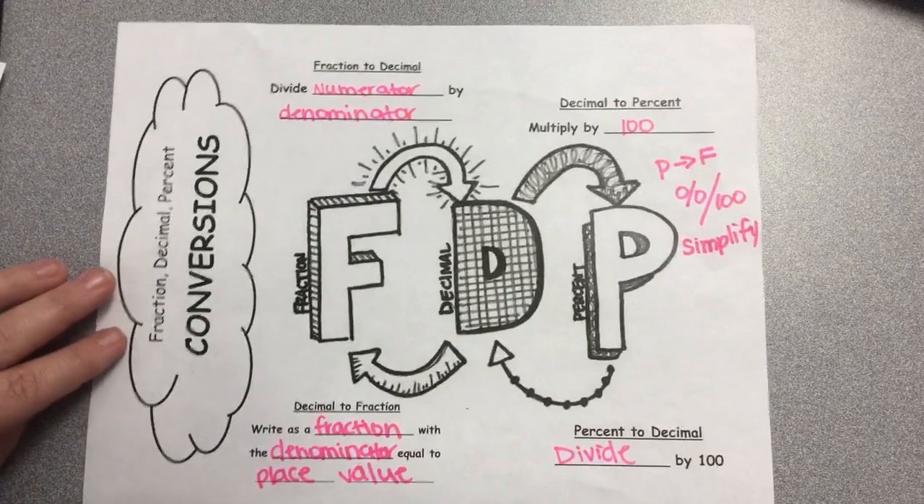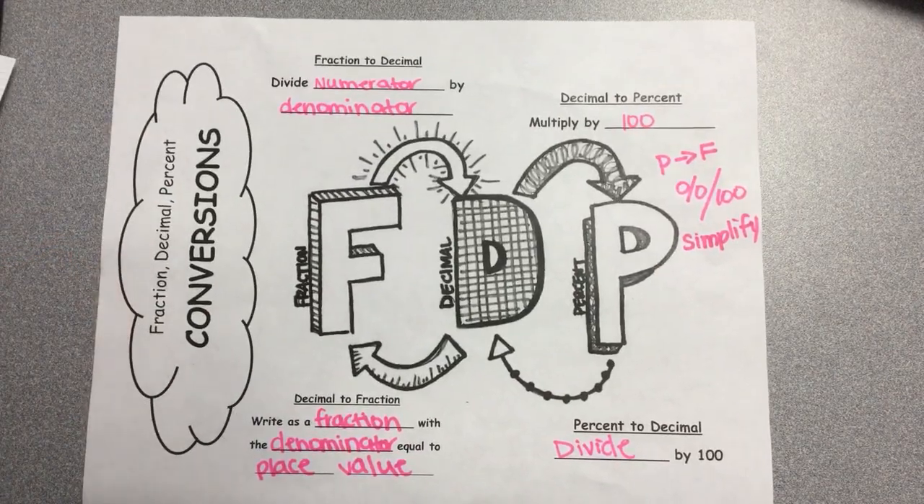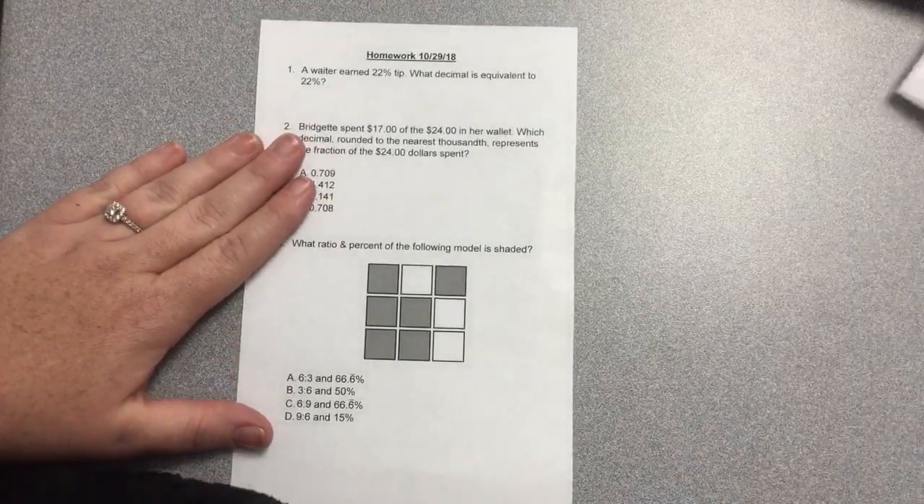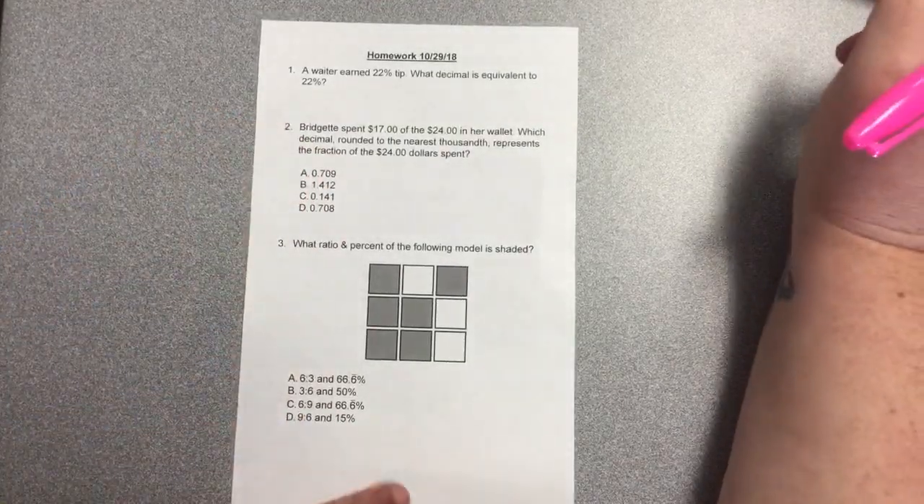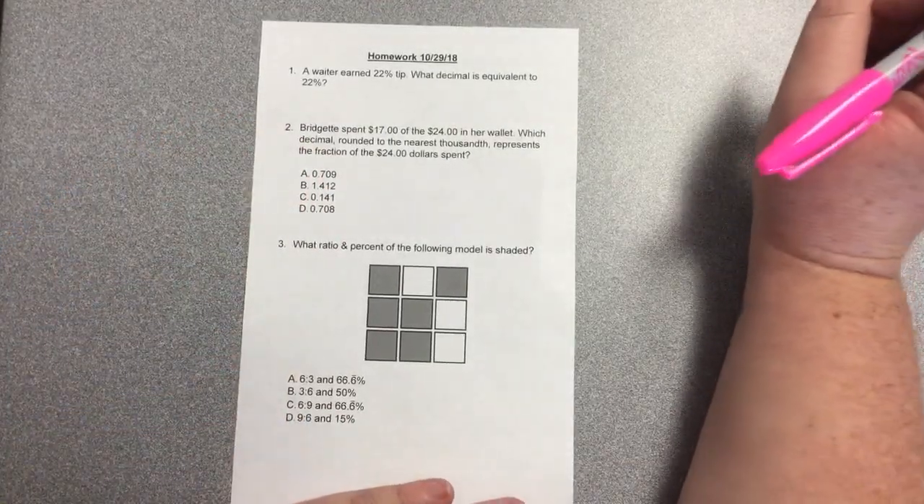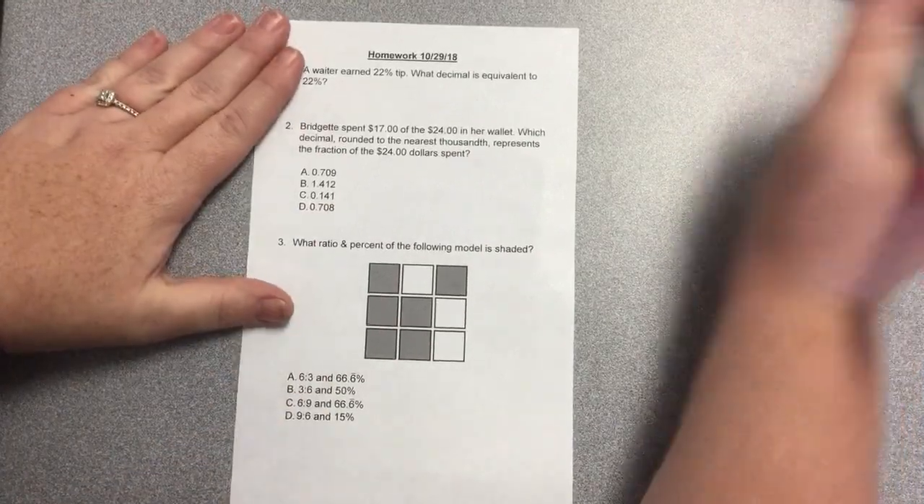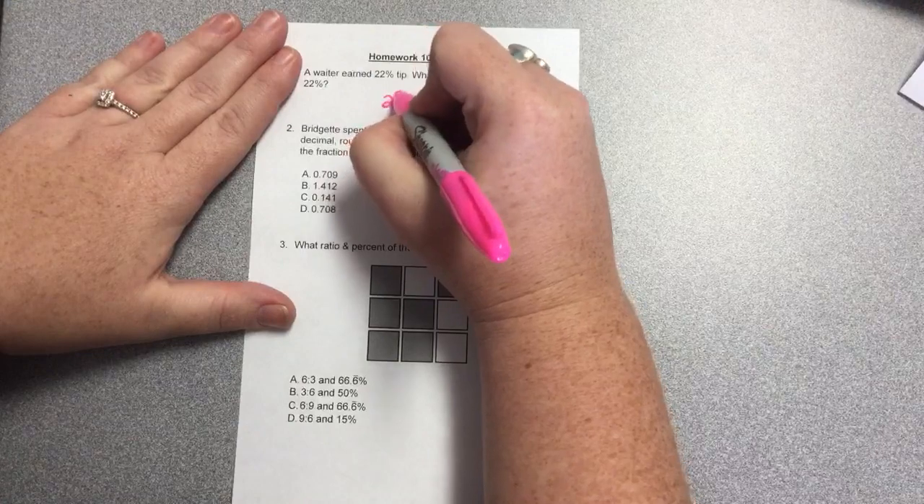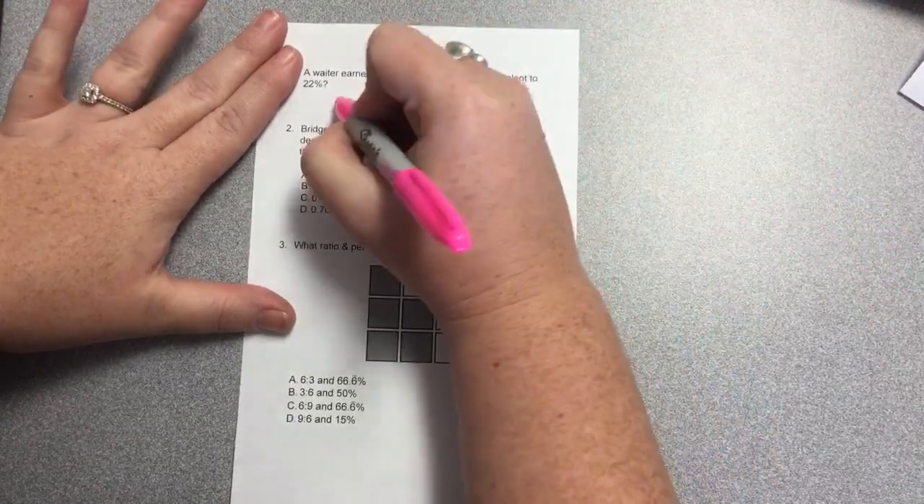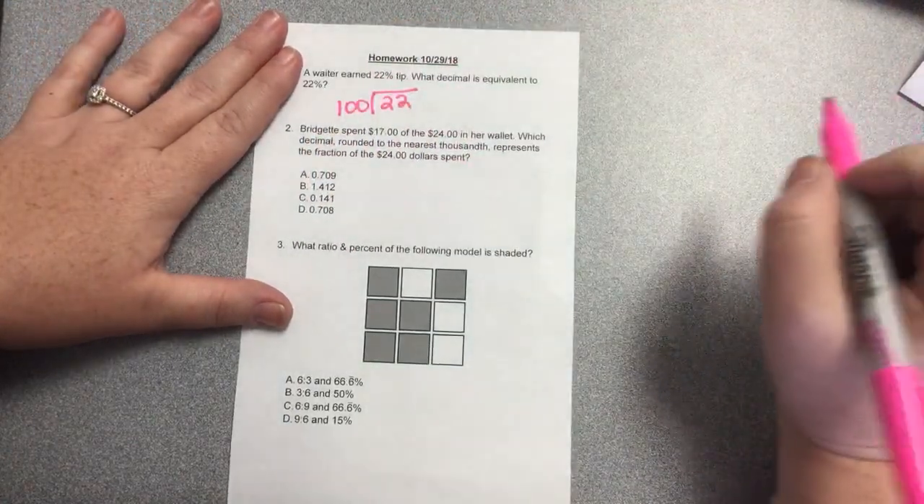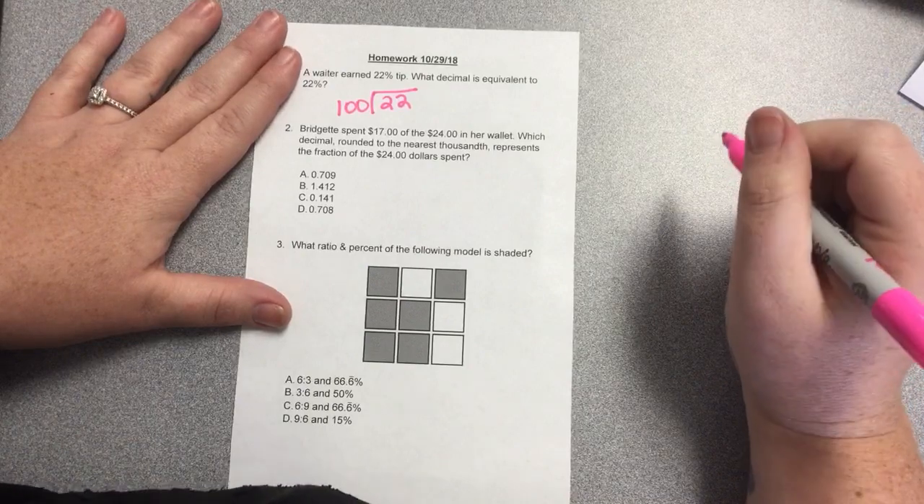Okay, so that's a little refresher on fraction, decimal, percent conversions. So when it comes to the homework, on number 1 it says a waiter earned 22% tip. What decimal is equivalent to 22%? If I am changing a percent to a decimal, I have to take my percent and divide it by 100. And then that will give you the decimal.